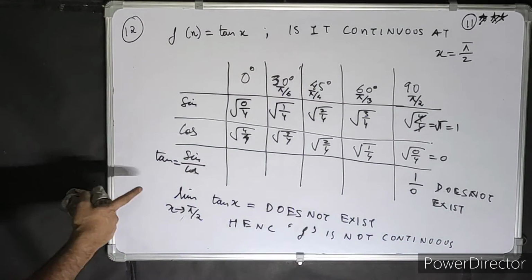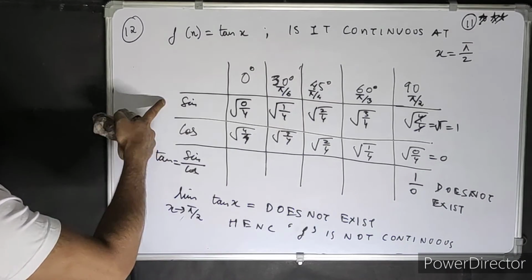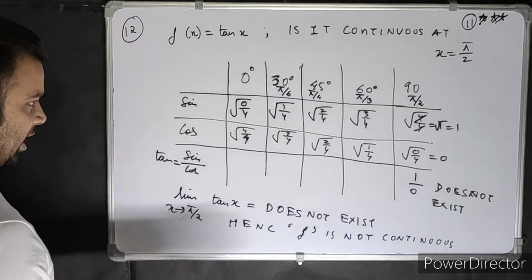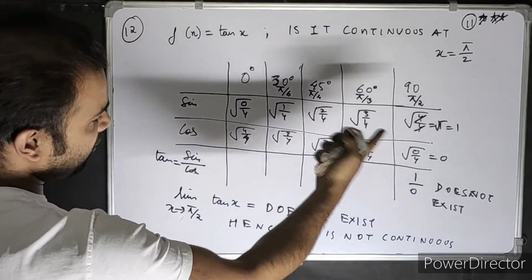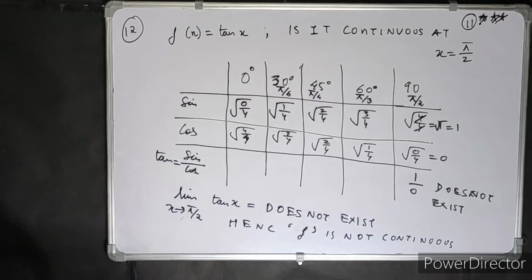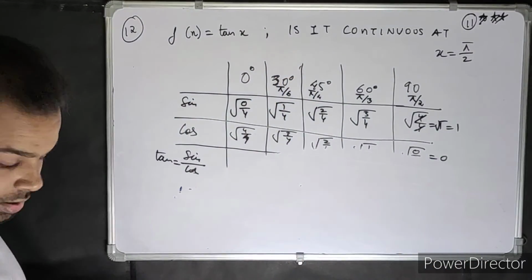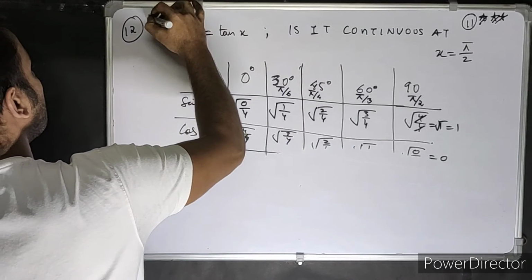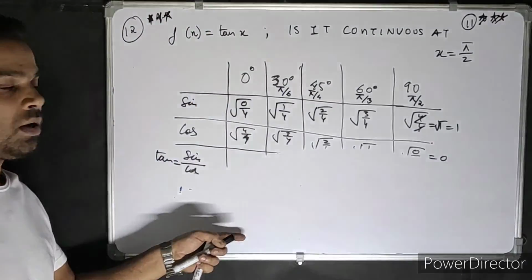Okay, so you can find anything. If you want to find sec, then you have to do 1 by cos. If you want to find cosec, then you have to do 1 by sine. If you want to find cot, then you have to do cos by sine. Whichever value you want to find, 60, 45, 30, anything. So now question number 12 is also done. This question is also important. Please do mark it. Although it looks like a very simple question, still mark it important.